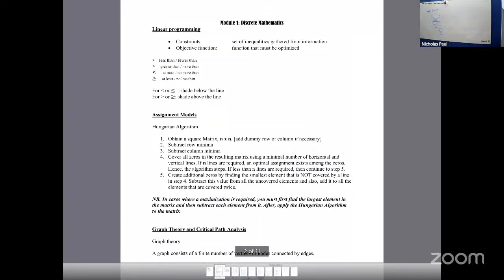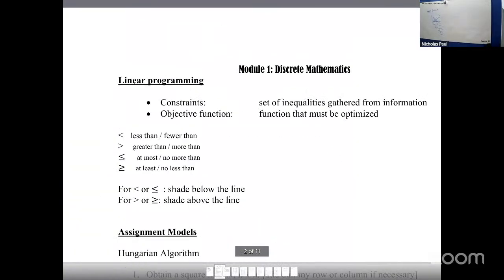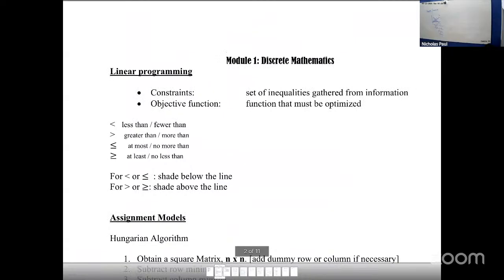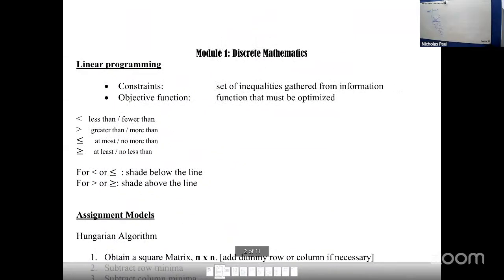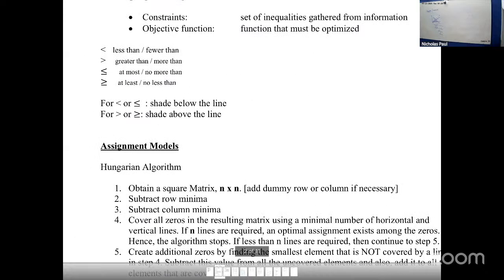So basically, constraints set up all the inequalities gathered from the information. The objective function is the function we're trying to optimize. Optimize means maximize or minimize. And here you have the little things to remember. If you see the words less than, fewer than, or at most, you know what symbol you're using. Okay, so let's make a little note there and jump into some past papers.